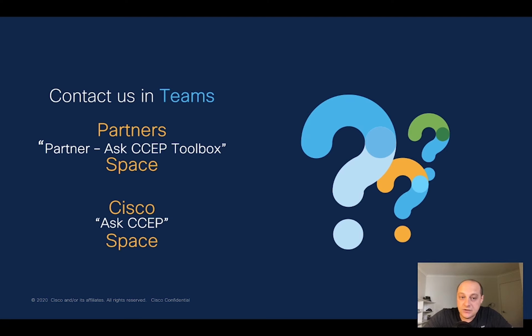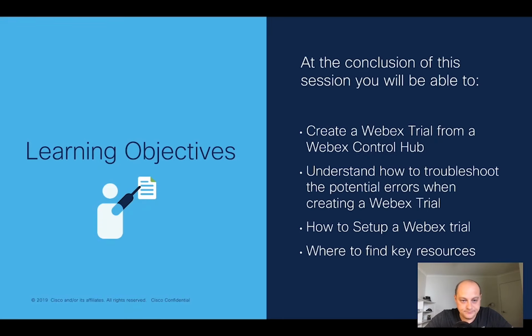And then finally, you can contact us directly in Teams as well. So for partners, when you apply for a toolbox, as mentioned on the previous slide, you'll be added into a space called Partner Ask CCP Toolbox, and you can ask any questions related to the provisioning of a trial in there. If you're internal to Cisco, we have a similar space called the Ask CCP space. So you can ask your questions in that space regarding the provisioning of trials.